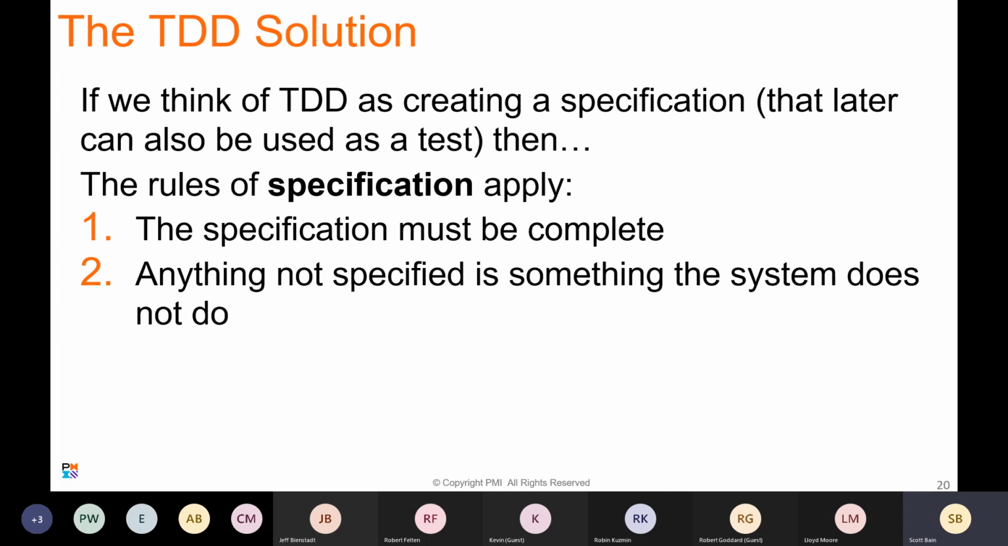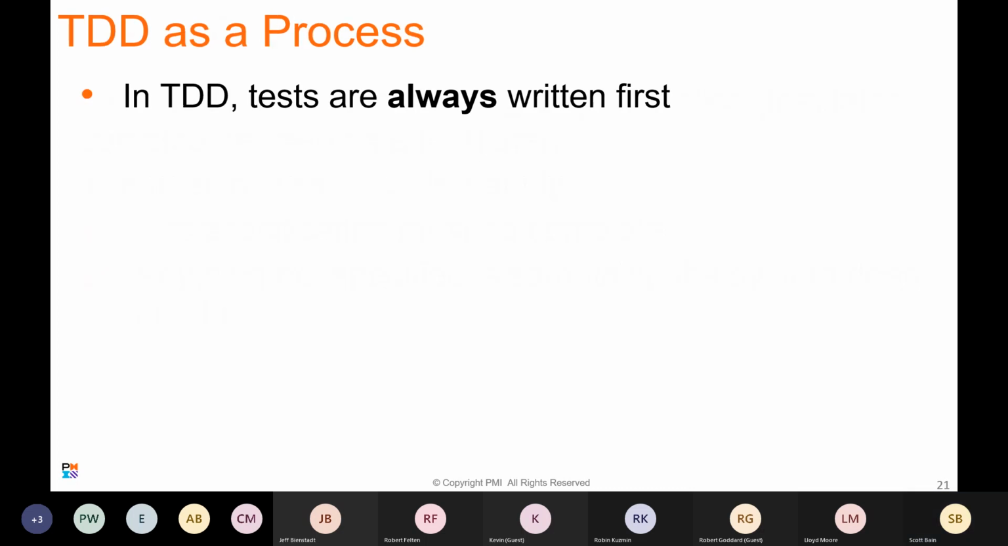If the specification is complete and no ability to change the value is shown in it, then that ability does not exist in the system. That's the theory of specification. Okay, but we need it to be more than a theory.